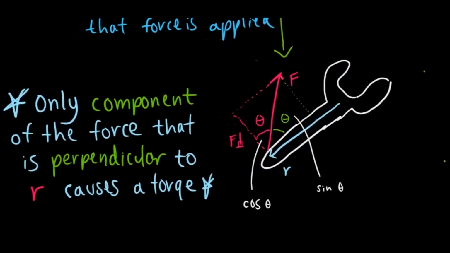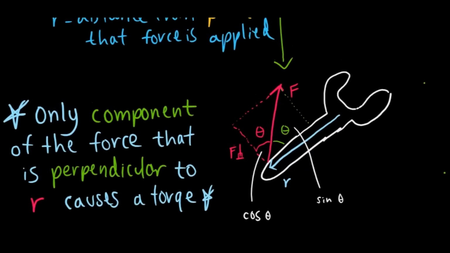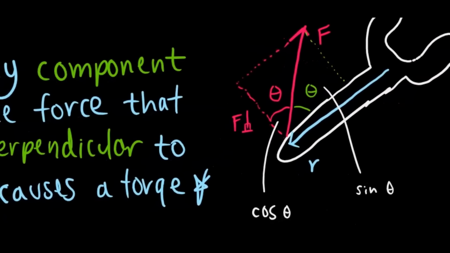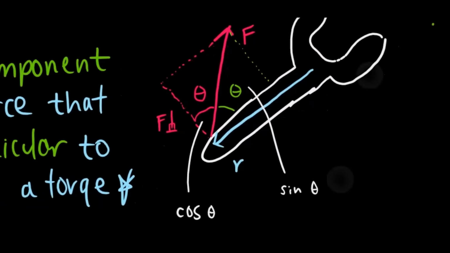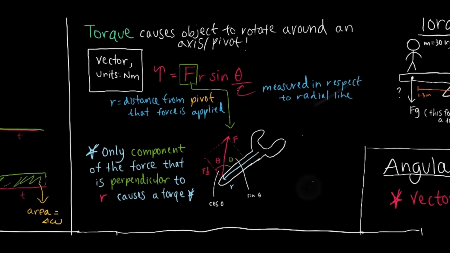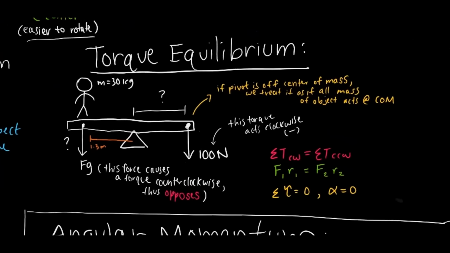And here's a wrench, and it's showing you how the only component of the force that is perpendicular to the radial line, which is r, is the one that causes the torque. So you can observe it in two ways here. If you use this pink angle, you'd have to use cosine to find that perpendicular component. And if you use this green side over here, you use the sine theta.